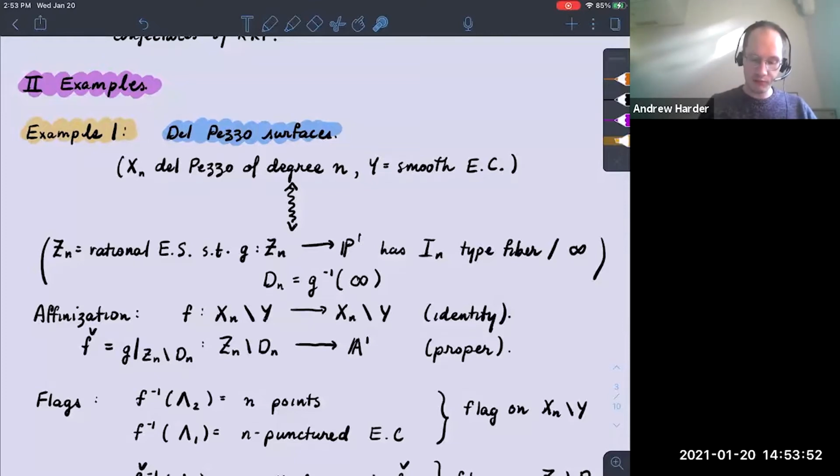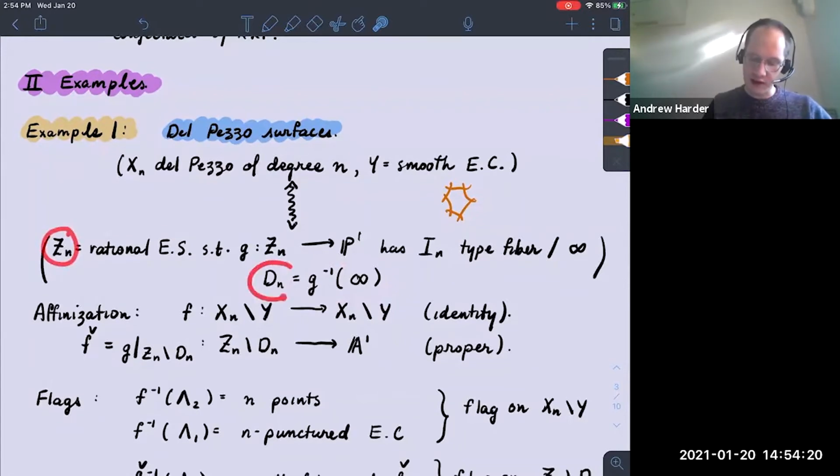So you take a rational elliptic surface. So if I have a rational elliptic surface, I have a map to P1, and I assume that this rational elliptic surface has an I_n type fiber over infinity. So that was this thing that I erased, which is just a cycle of n curves as the fiber over infinity. And I'll let D_n be this fiber. So the mirror pair then consists of Z_n and D_n. So the complement of this is a log Calabi-Yau variety. So this is the mirror pair. So I have X_n and Y, Z_n and D_n.